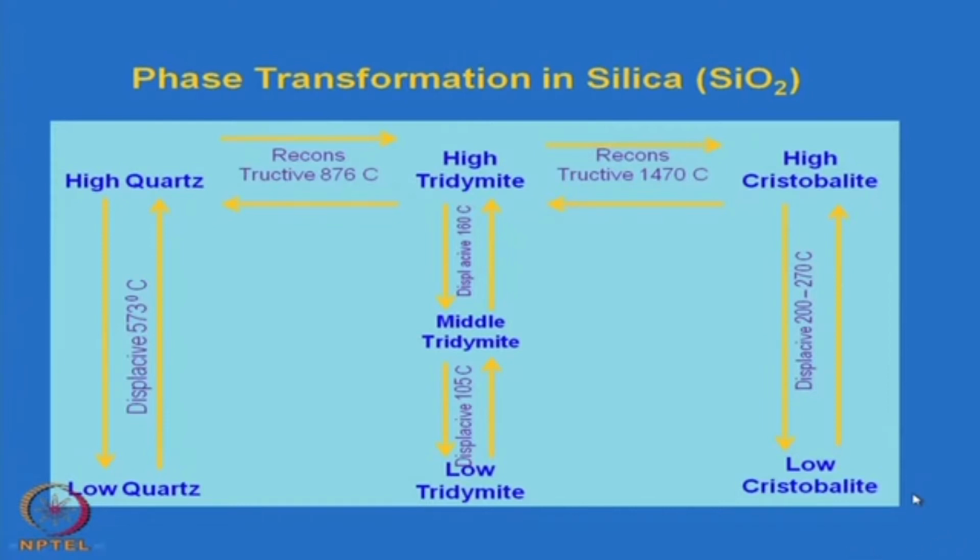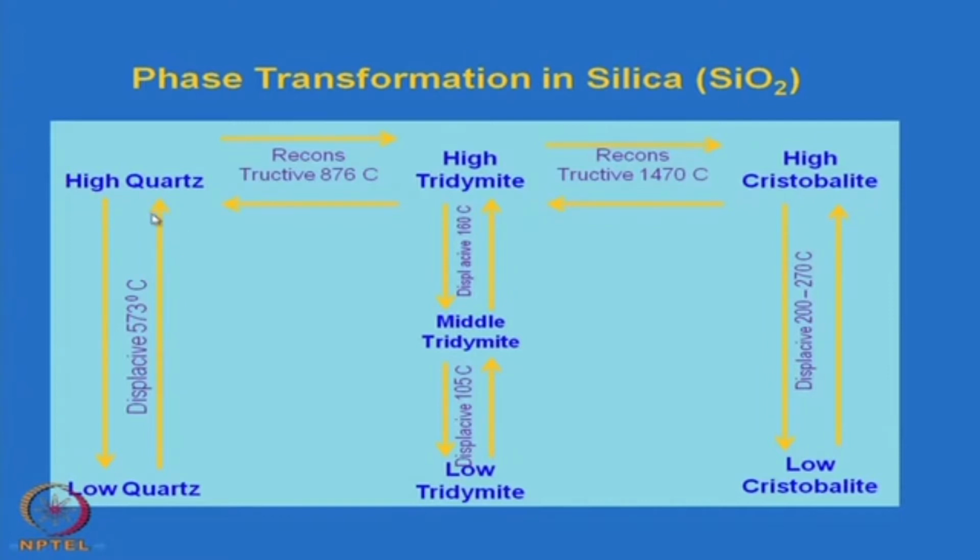So, let us look at silica. It is a very complex material in some way, because it has many different polymorphic forms. Polymorphic forms means it has different crystal structures. So, first of all, let us try to understand what are the different polymorphic forms pure silica may have.